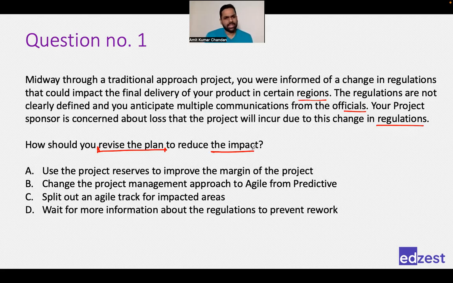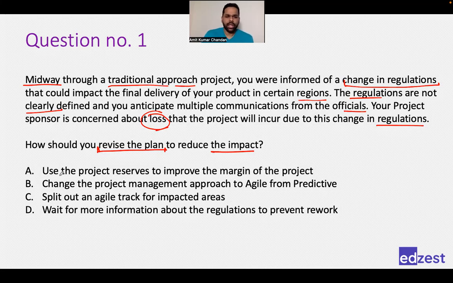So the question is that we are managing a traditional approach project. We are midway through it, and at that point of time, we are informed that there is a change in regulations. Because of this change in regulations, there would be some impact, and these changes are also not very clear. There is a change in regulations which could impact my project, and the sponsor is very concerned about its negative impact of loss. So how should we revise the plan to reduce that impact?